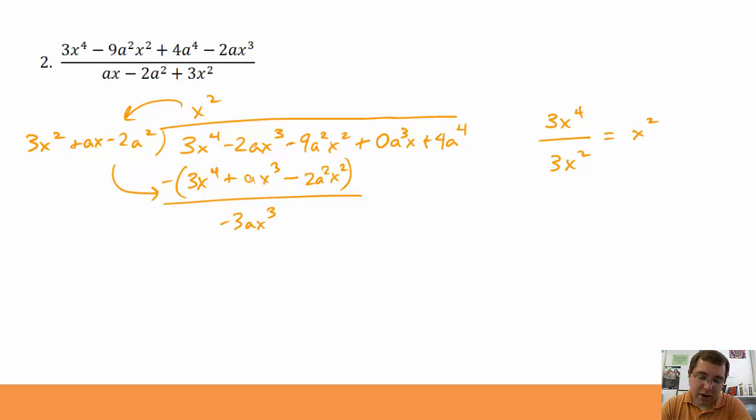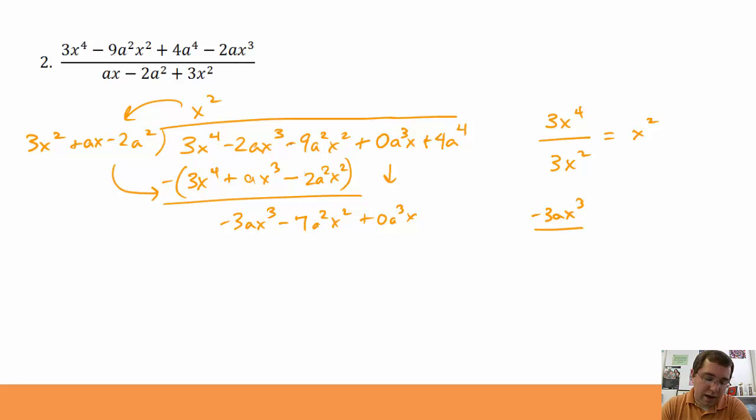Negative 9a squared x squared minus a negative 2a squared x squared becomes plus 2, so it's just negative 7a squared x squared. Again, these are like terms. I'm just adding and subtracting the numbers in front. Bring down the next term, plus 0a cubed x. And take the highest powered term underneath, negative 3ax cubed.